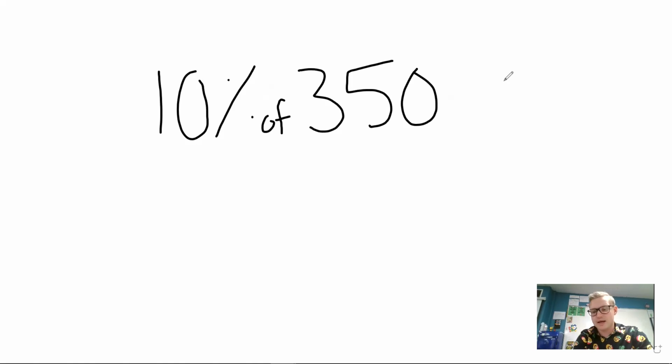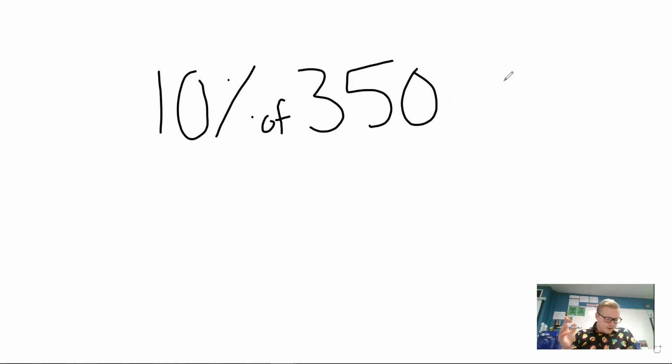So turning that 10% into a fraction, writing 10 over 100, simplifying, and then take that simplified fraction and multiply it by 350 over 1. Same thing there with letter N. You do not need to do it with mental math, but if you want to, you can.